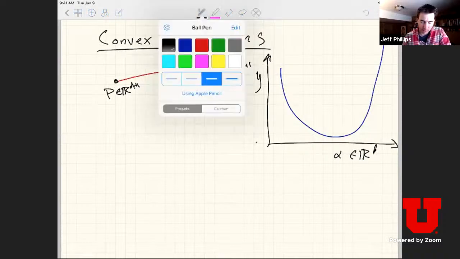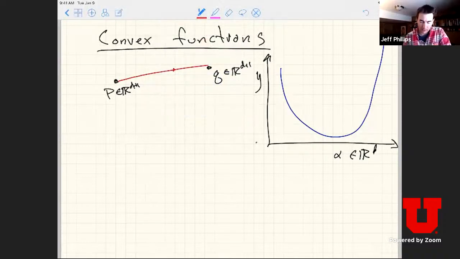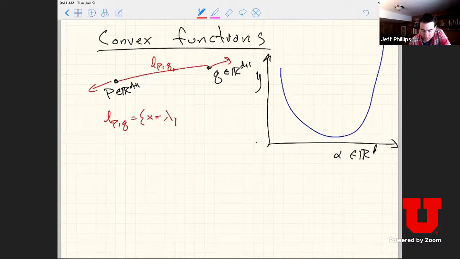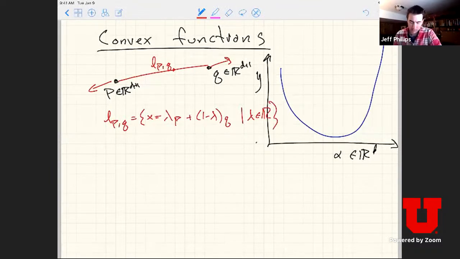I'm going to think of writing all the points on this line, this line PQ, which can even extend off to infinity if I want. So this line L_PQ is going to be a subset of R^D, defined as the points X which are, for some lambda, lambda P plus (1 minus lambda) Q, for lambda in the space of real numbers.